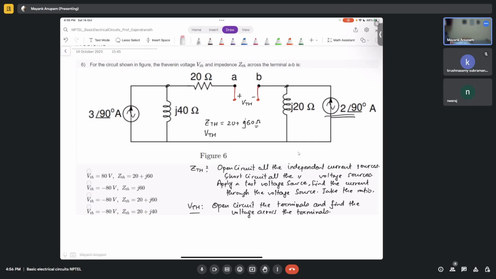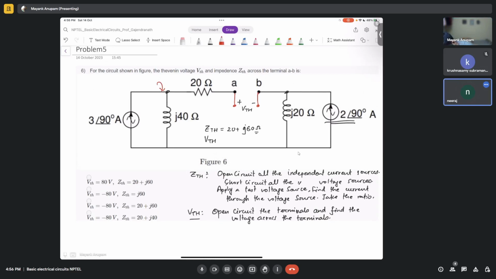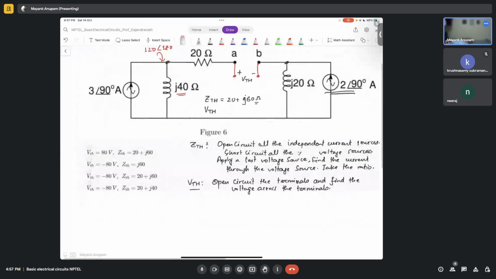This is equal to 3 angle 90 into j40, right? So what is that? 3 into 40 is 120, and then angle 90, and the angle contributed because of this j40 would be another 90. So it will be 180, correct? So this is basically the voltage here. Let's call it some V1. The V1 would be 3 angle 90 multiplied by j40.